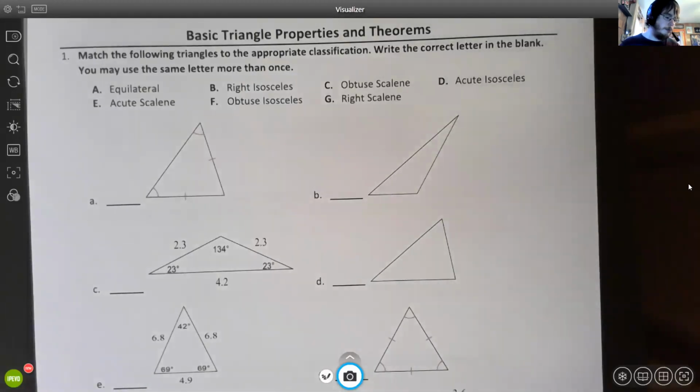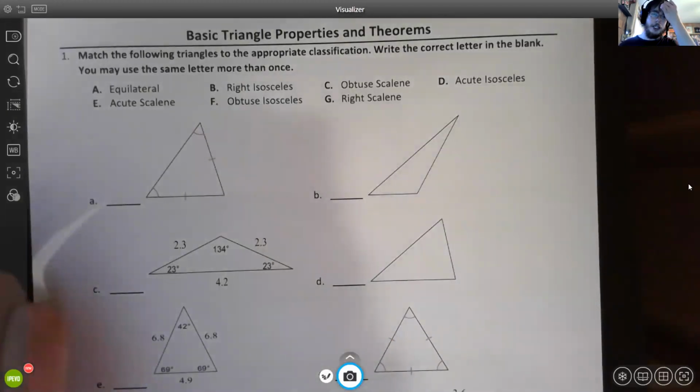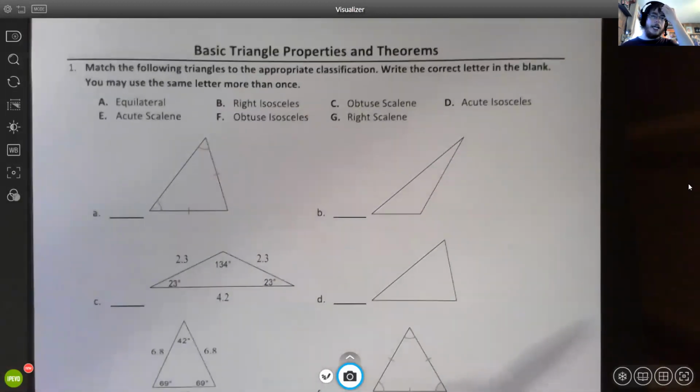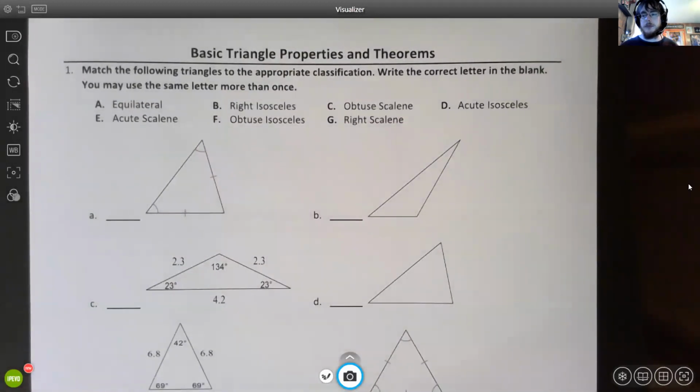Hello, everyone. This is Mr. McMillan. I'm here to work out some of the more problematic questions on the worksheet for the basic triangle properties and theorems.